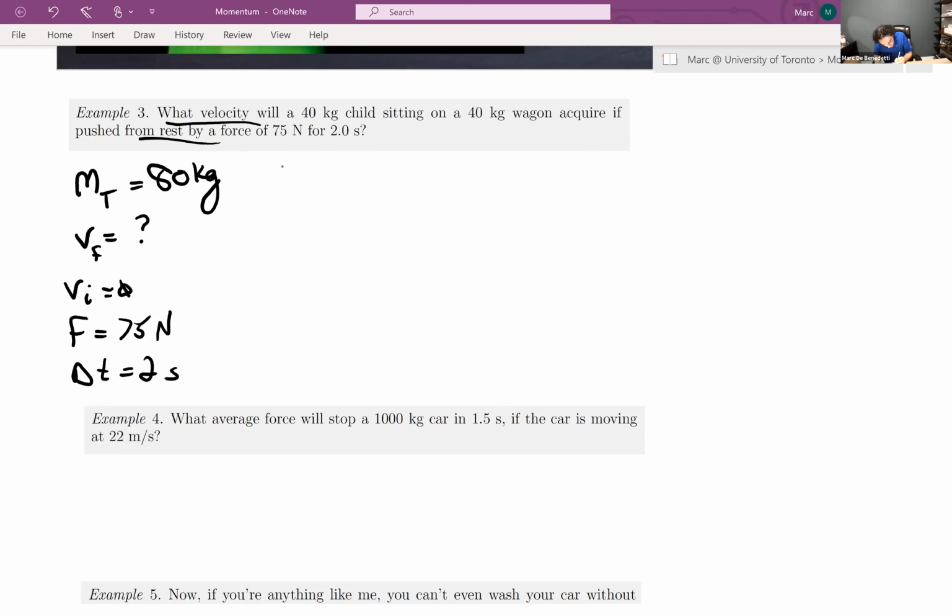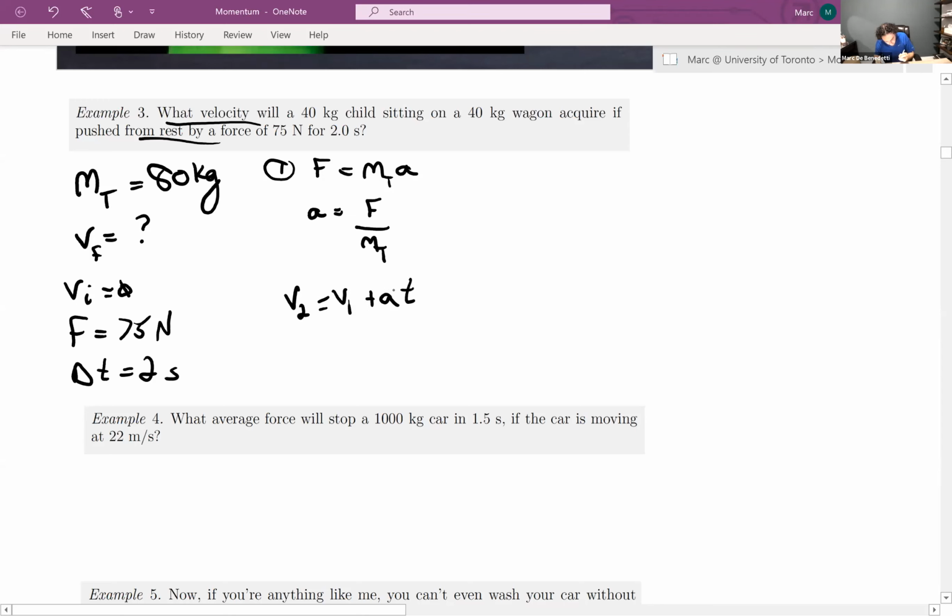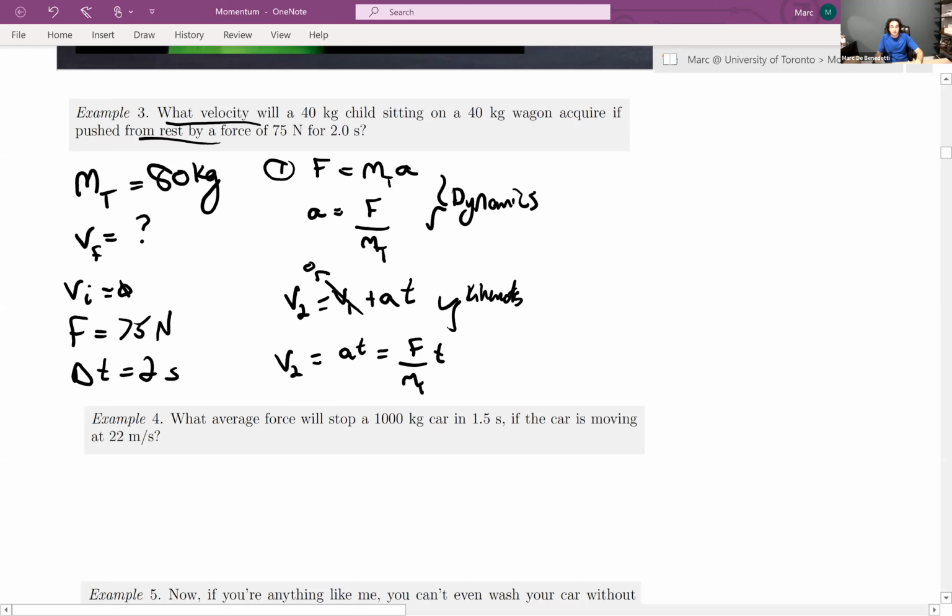I'll solve this 2 ways. The first way, the long way, we use dynamics first, and then kinematics. So the force F equals mass total times acceleration, so the acceleration is F over mass total. Now we have acceleration, V final, V initial, and time. So we can use V2 equals V1 plus AT, and we're looking for V2. V1 is 0, so this is AT, which is F over mass total times time, equals V2. So this was a mix between dynamics and then kinematics. That's a terrible kinematics, but you get the idea. So doing it that way, the formula we get is V final equals force over mass times time.